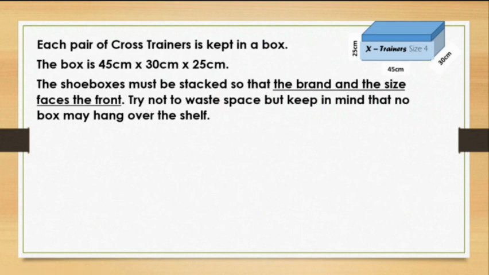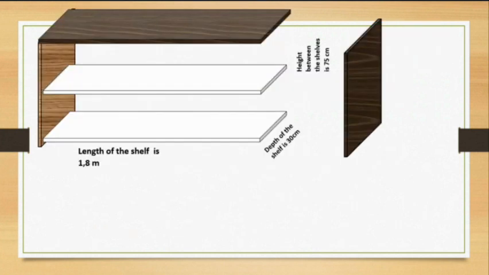Question says that each pair of cross trainers is kept in a box. The box is 45 by 30 by 25 centimeters. Then they say that the shoe boxes must be stacked so that the brand and the size faces the front, which is what we can see in the illustration there. Try not to waste space, but keep in mind that no box may hang over the shelf, right? Okay, so fair enough. We have opened the shelf up so that you can see basically what we are talking about, that the height between, right?